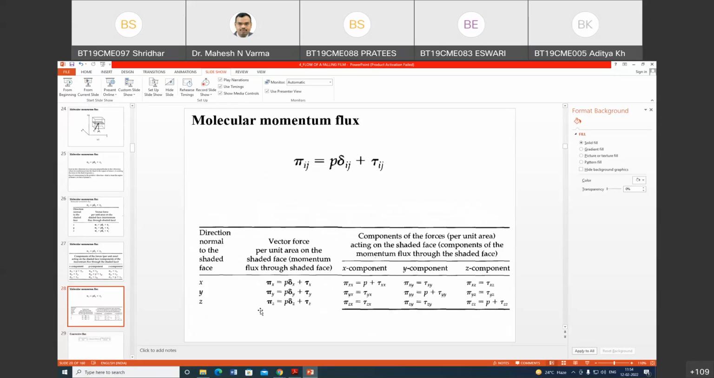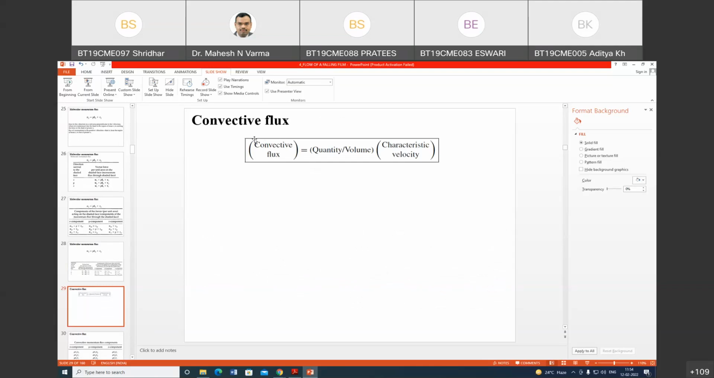Okay, and you can see this is how it will be a general representation. This is pi x, pi y, pi z. So momentum flowing in x direction, momentum flowing in y direction, momentum flowing in z direction. How is it represented? Delta x will be equal to 1 in x direction, otherwise it is equal to 0. Delta y equals 1 in y direction, otherwise 0. Delta z equals 1 in z direction, otherwise 0. So these are the 9 components. Now convective flux. Again we had a discussion about convective flux also.